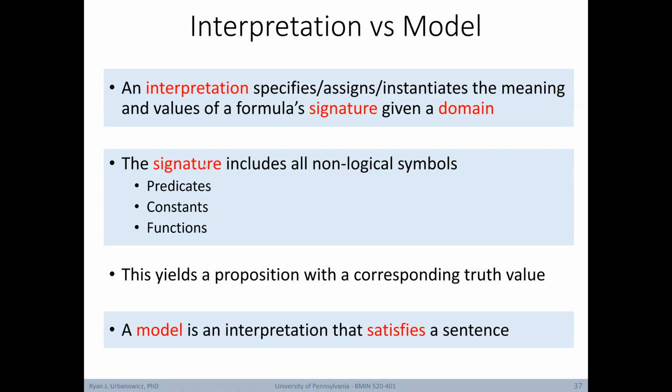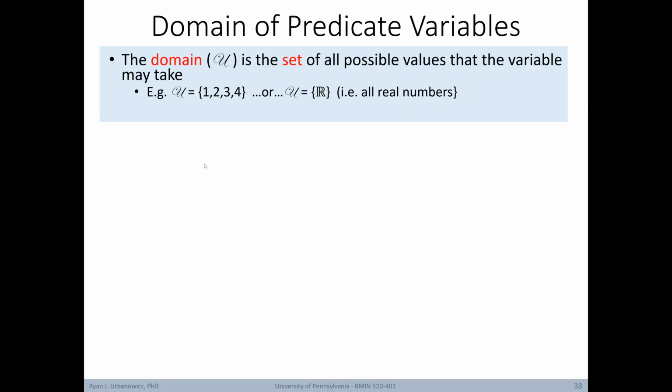Here, a model is an interpretation that satisfies a sentence. Let's define the domain of predicate variables. The domain, given by this symbol, is a set of all possible values that the variable may take. For example, the domain could be a set of integer values 1 through 4, or the domain could be the set of all real numbers. Importantly, each unique predicate variable may have different domains.